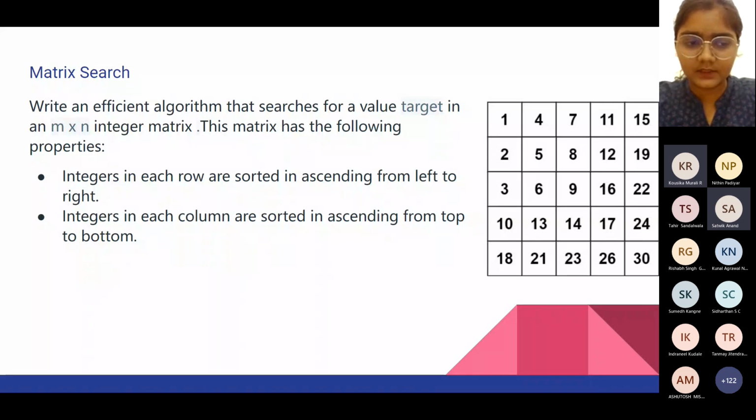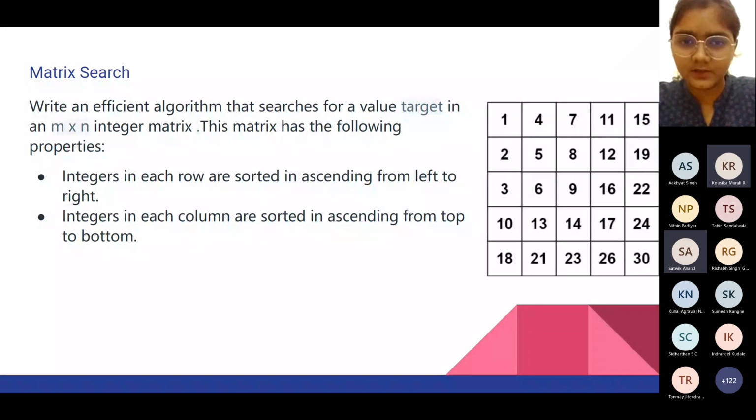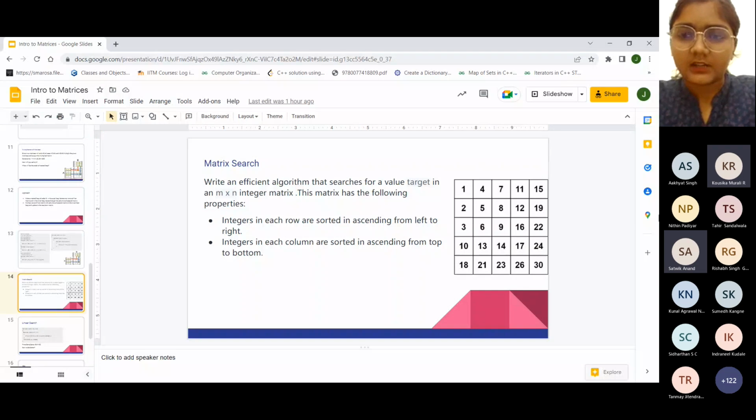Compare the element to search with the last column's first element, first row, last column, and then keep traversing down that column until you reach an element which is greater than the element we have to search.